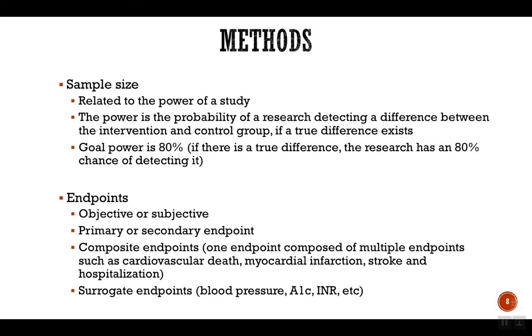The endpoints could also be primary or secondary. The primary endpoint is the reason why they designed the trial. It's the endpoint that the statistical analyses were calculated for. So you want to make sure that that's also clearly stated in the trial.